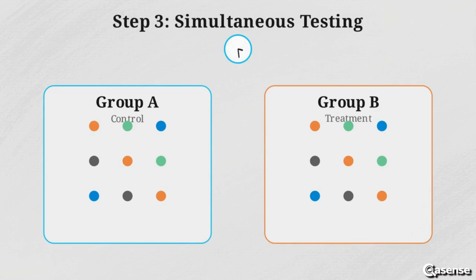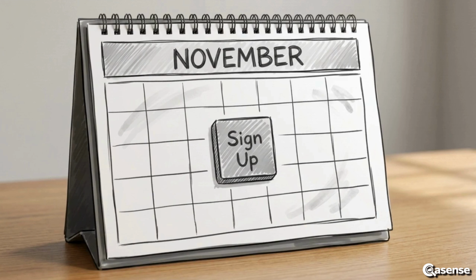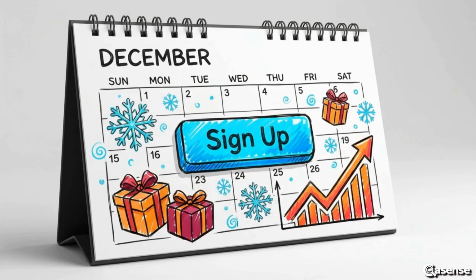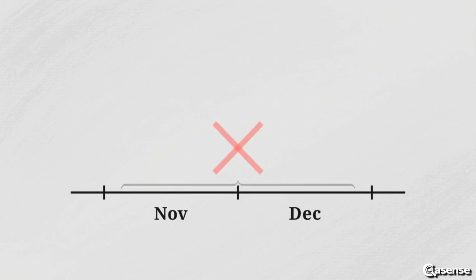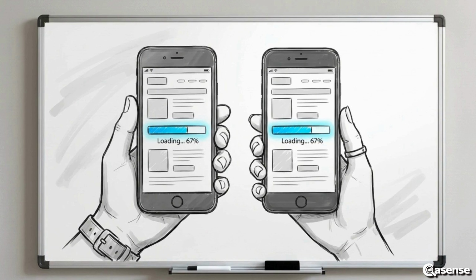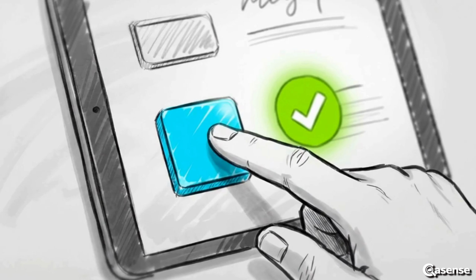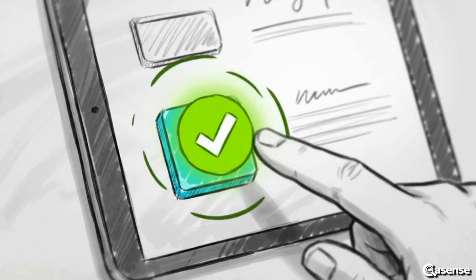Step 3 is running both versions at the exact same time. Group A and Group B are collecting visitors simultaneously. Testing them together is important. If you tested the old button in November and the new button in December, an increase in signups might just be holiday shopping trends. Running them at the same time helps account for outside factors like seasonality. Because the groups are identical and they are experiencing the website at the same moment, the only real difference is the button. If Group B does better, you can conclude that the button itself caused the change.